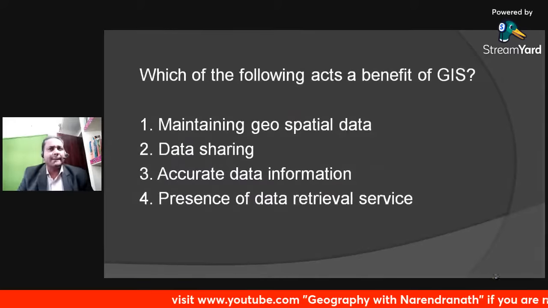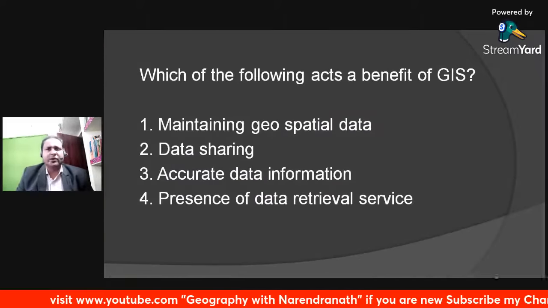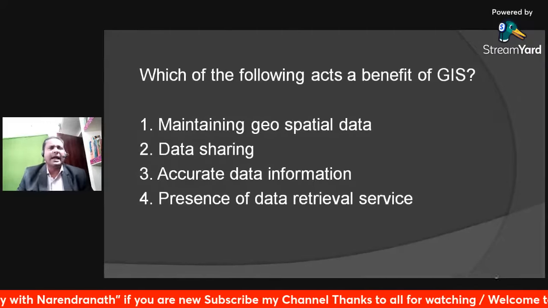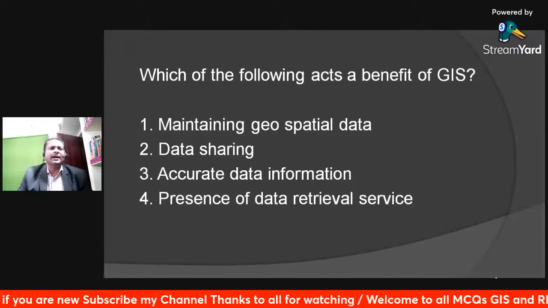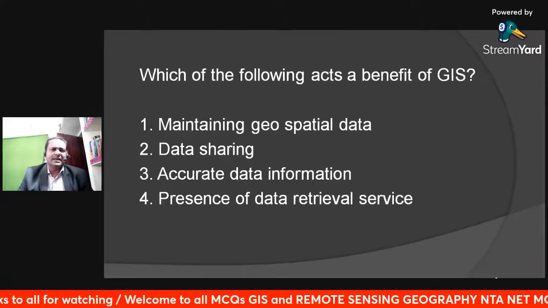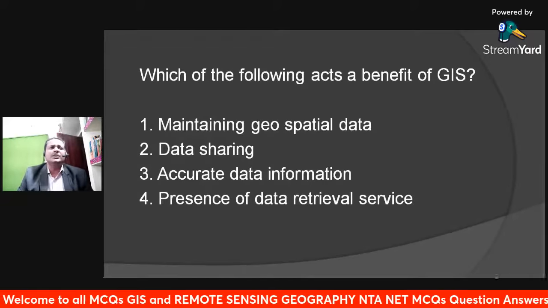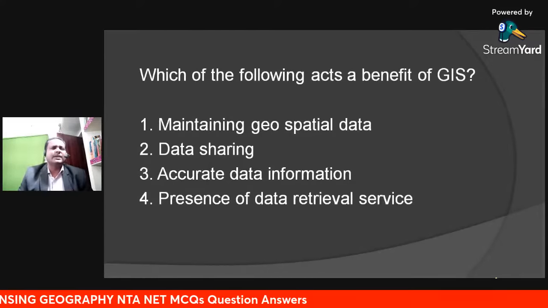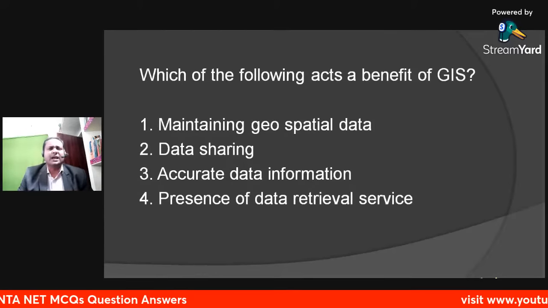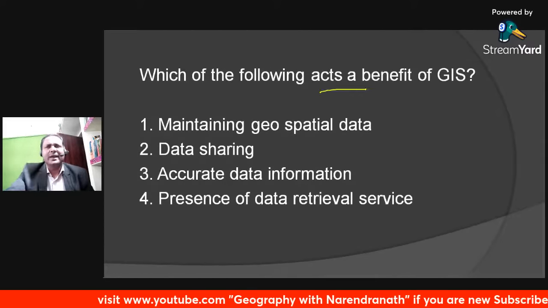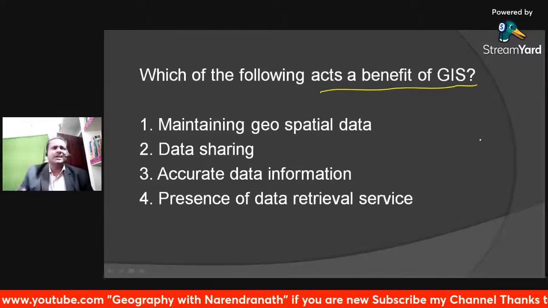And also, which of the following acts as a benefit of GIS? Maintaining the geospatial data and data sharing, also accurate data information, and presence of data retrieval service. So these are the four options: maintaining geospatial data and data sharing, accurate data information, and presence of data retrieval service. Basically, the question is which acts as a benefit of GIS. What is the benefit of GIS?